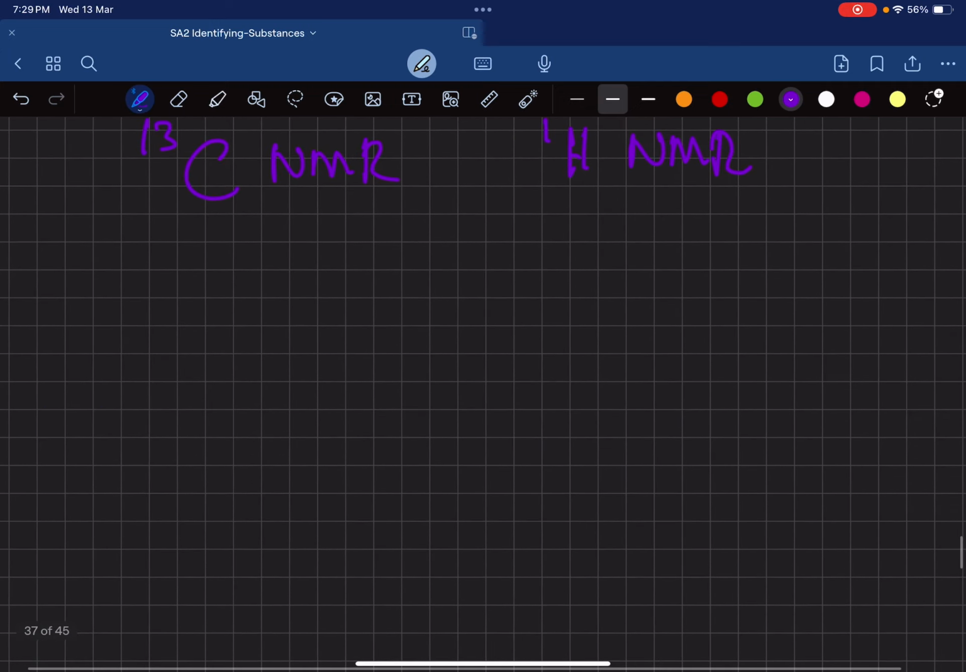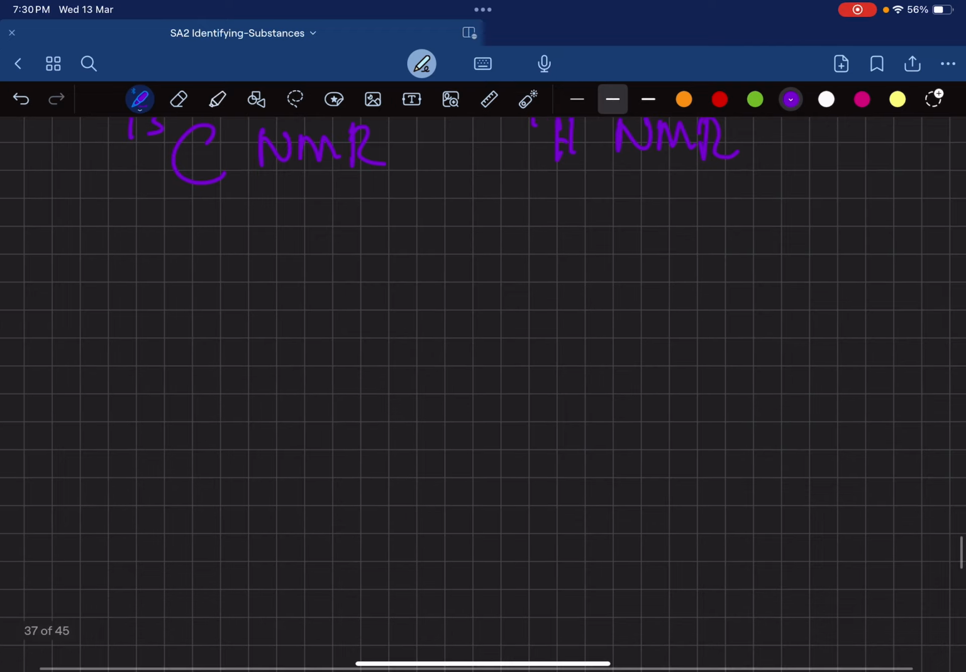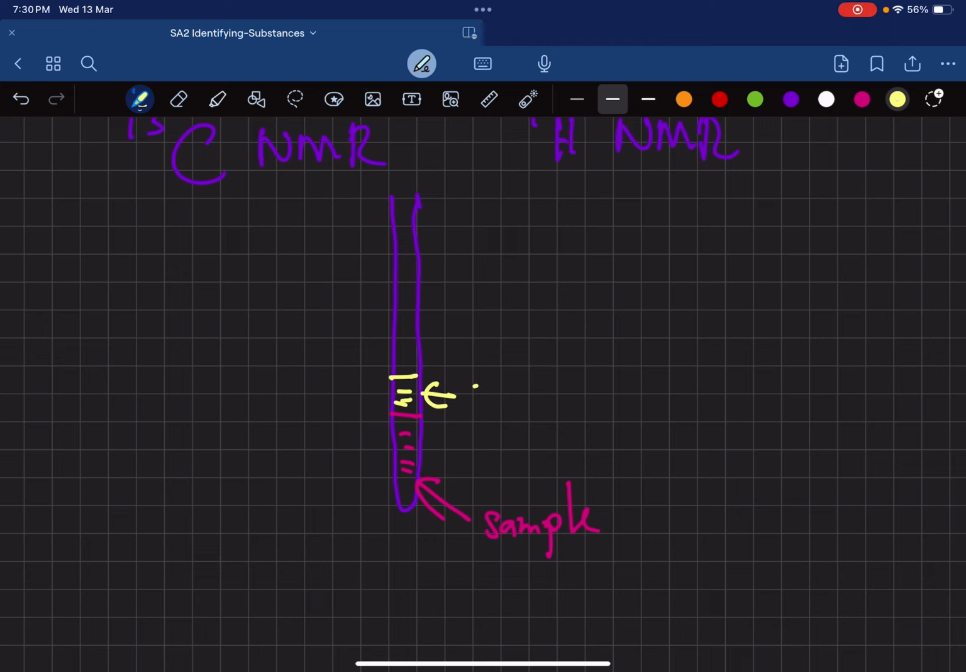So how does this method work? To make things simple, we have a sample. We take a long tube, and in this tube we put our sample. Then we also add another chemical called TMS. I'll tell you later what TMS is for. Then, in this method, we spin this tube really fast.